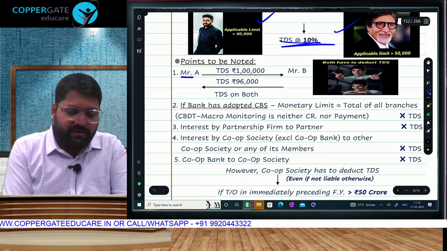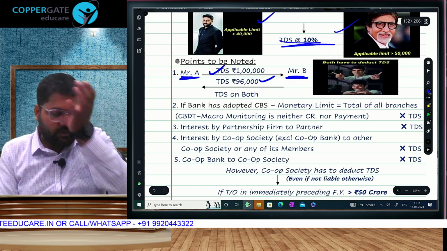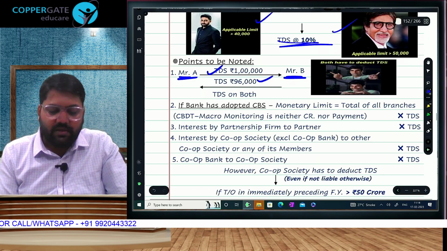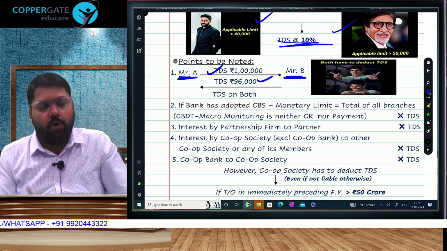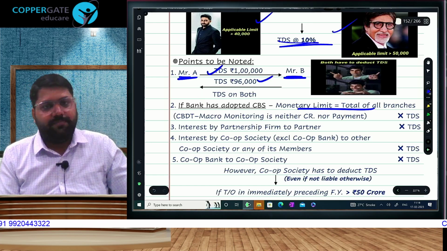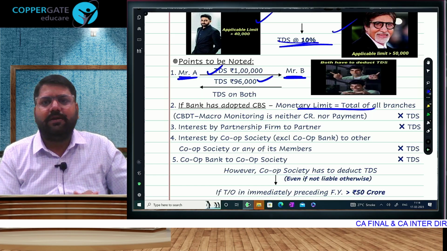If you have payment as well as receipt of interest, then both have to deduct TDS. Though you may do your settlement on net amount, TDS will be applicable on both. If the bank has adopted CBS, core banking solution, common accounting software, then we will take the total of all branches. So if 3 branches are paying you interest of 30, then on the total we will apply the limit.